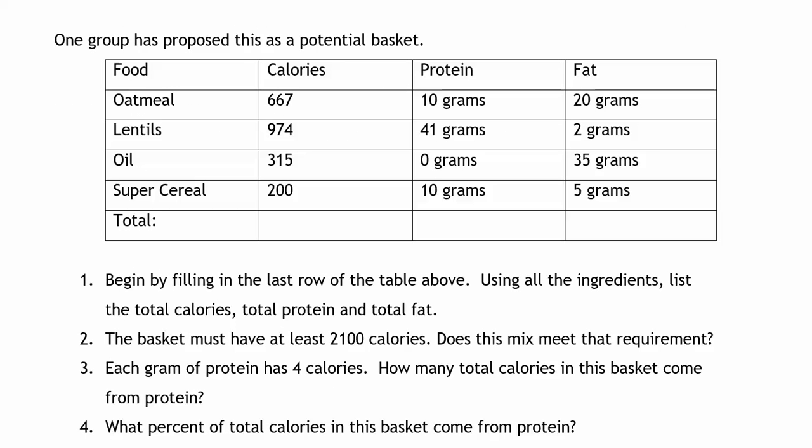Let's look at a potential basket and see if it meets these requirements. This is not the same basket as is in your assignment. It is here as an example. Begin by filling in the last row of the table above. Using all ingredients, list the total calories, total protein, and total fat.